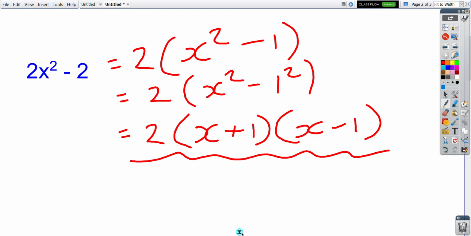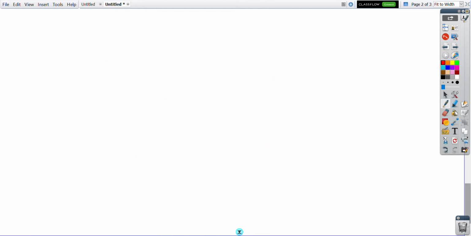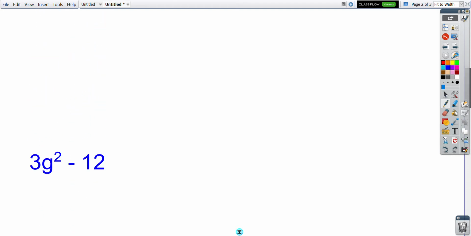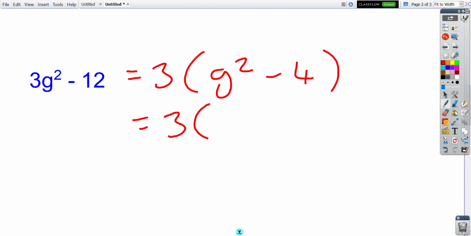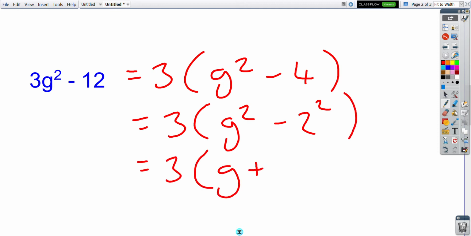That brings us to proper exam level difference of two squares stuff. And I don't know how to use this machine clearly. So again, not a difference of two squares, there is a common factor. That means I've got g squared take away 4. I must know that g squared take away 4 as the difference of two squares looks like that. That gives me g plus 2 times g take 2.